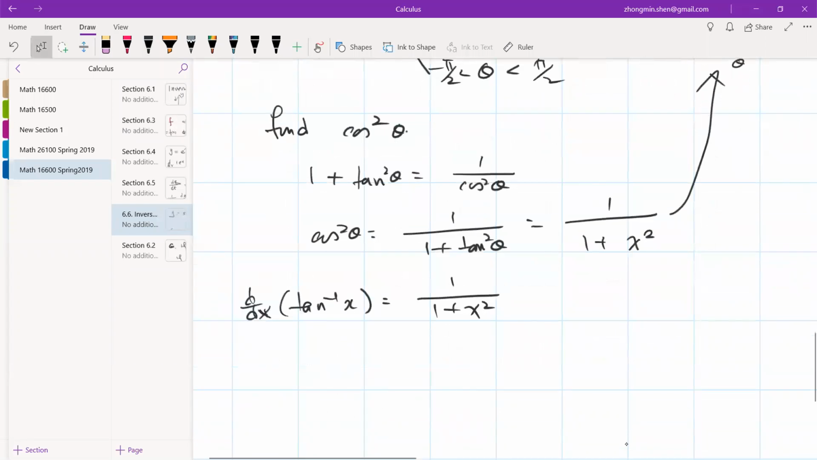Okay. By similar argument, we get the derivative of arc cotangent x. Okay, so it just differs by a negative sign. Arc cotangent.